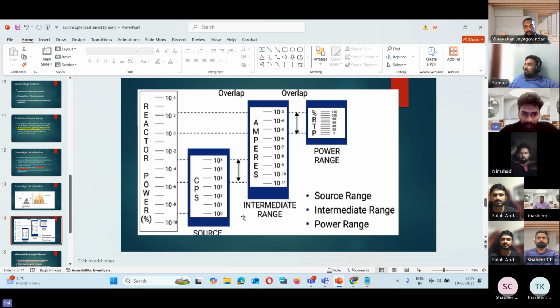Here in this picture, you can see the source range, intermediate range, and the power range, the ranges of these three detectors. If you check the source range detectors, you can see that they overlap the lower decades of the intermediate range detectors, and the intermediate range detectors completely overlap the higher decades of the source range and the lower decades of the power range detectors. You can see that the power range detectors overlap the higher decades of the intermediate range detectors.